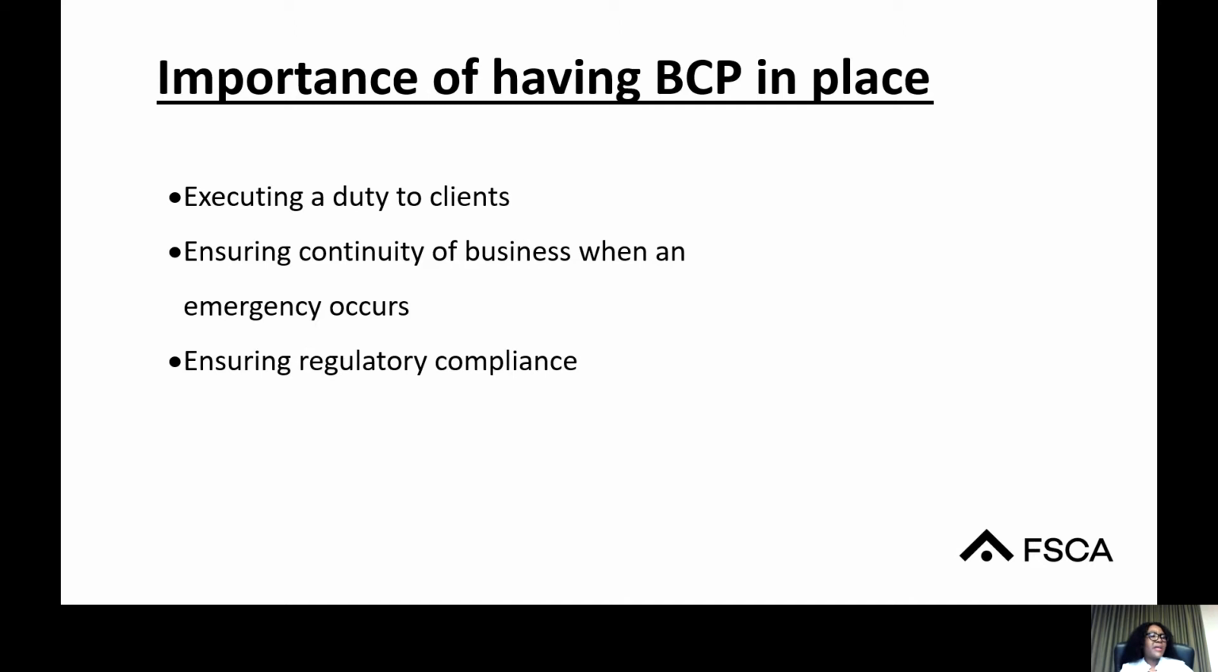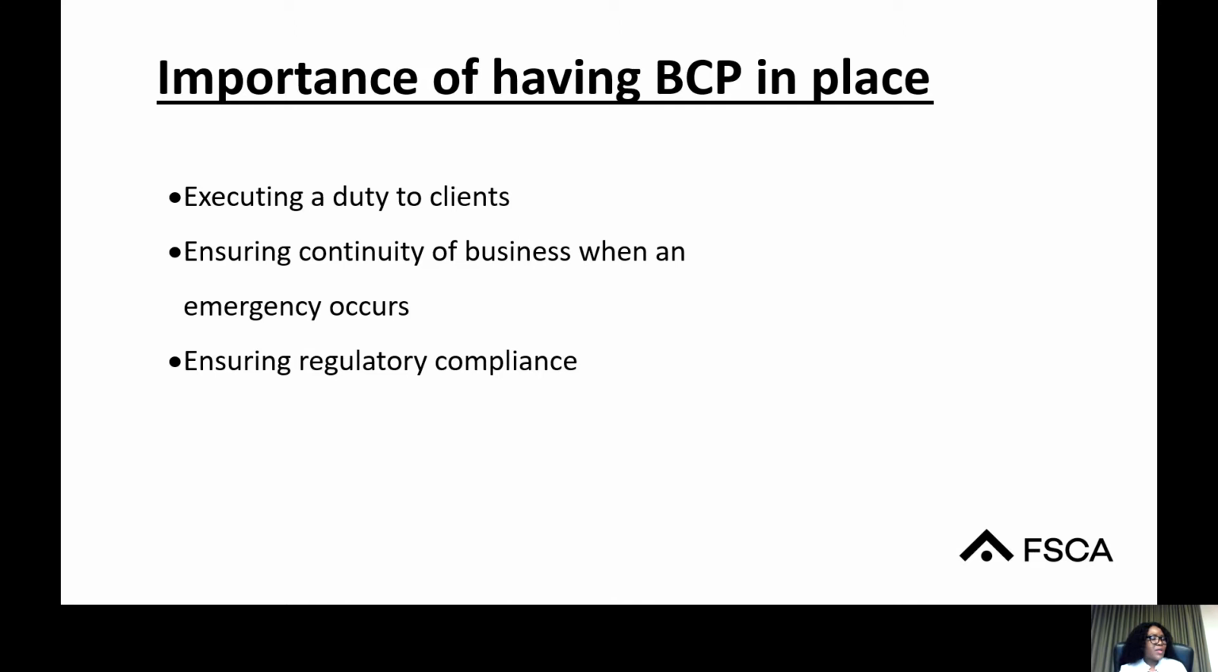So now one may ask, why is it important for me as the FSP to have a business continuity plan in place? Why do I need to have this document in place? Firstly, you'll be executing your duty to your clients, because remember, treating customers fairly. So the client has to always come first. Clients cannot be prejudiced by any voluntary or involuntary disruptions in the FSP.